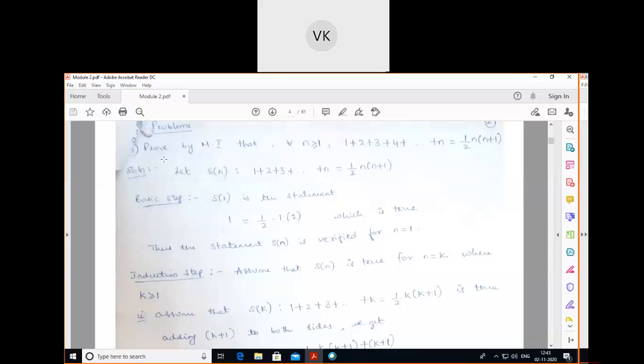The question is: prove by mathematical induction that for all n more than or equal to 1. He has given some condition, and with this condition we are going to prove this mathematical expression. We are going to show that the LHS should be equal to the RHS. Then we have proved the given expression by mathematical induction.